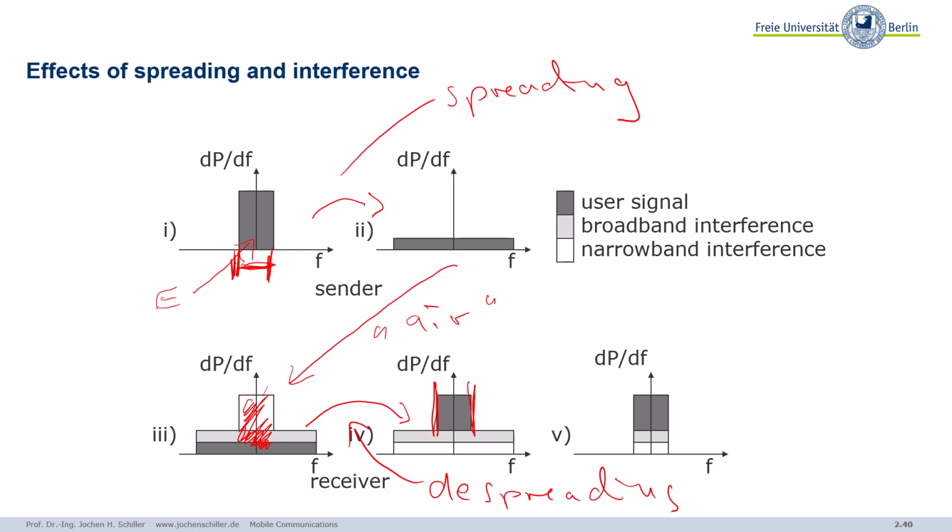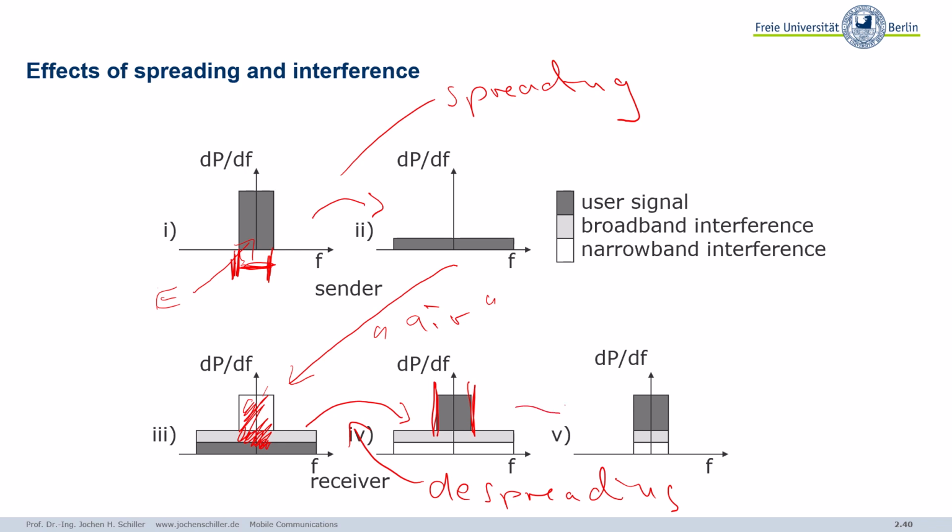What happens to the broadband interference? The broadband interference stays broadband. Well, you do not create a narrowband interference out of broadband. What happens to our narrowband interference? You actually spread the narrowband interference into broadband interference. So this raises the noise level here. As you see, you add the white narrowband interference and the light gray broadband interference, but you still have a user signal.